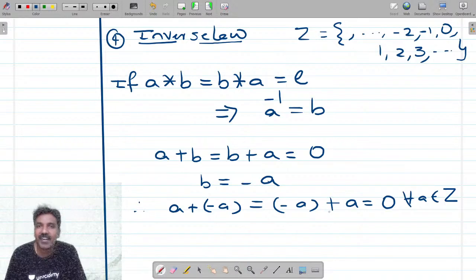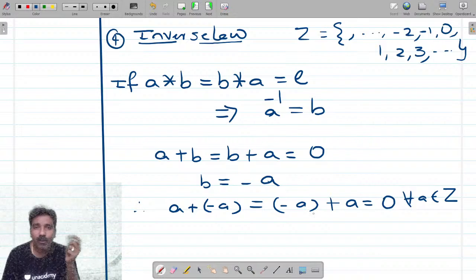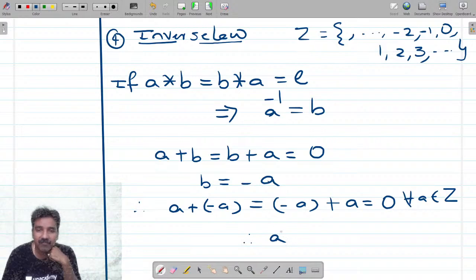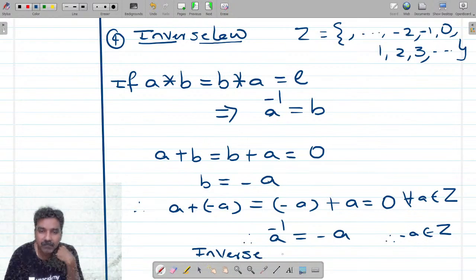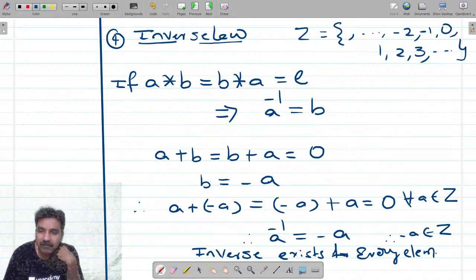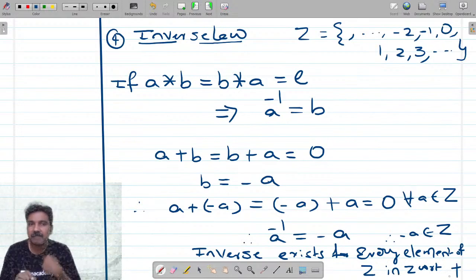So ఇప్పుడు A కి ఇన్వర్స్ ఎవరండి? minus A. అంటే 2 కి ఇన్వర్స్ ఎవరు? minus 2. అదే సెట్ లో ఉంటుంది. 4 కి ఇన్వర్స్ ఎవరు? minus 4. minus 4 కి ఇన్వర్స్ ఎవరు? 4. Therefore, A inverse equal to minus A. And of course, minus A belong to Z. So, inverse exists for every element of Z with respect to plus.